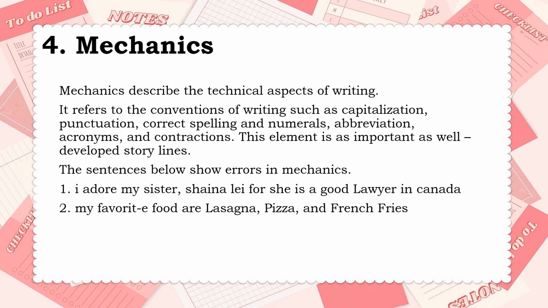"My favorite food are lasagna, pizza, and French fries." So the spelling here, favorite, has a hyphen and an E, which is supposed to be just one word without a hyphen. And the sentence should start with an uppercase or capital letter, M. Right? So that is the mechanics. It pertains to capitalization, punctuation, correct spelling, numerals, and the grammar structures.